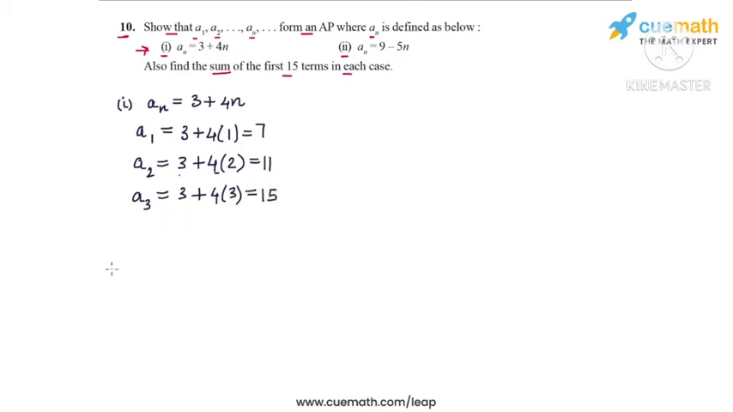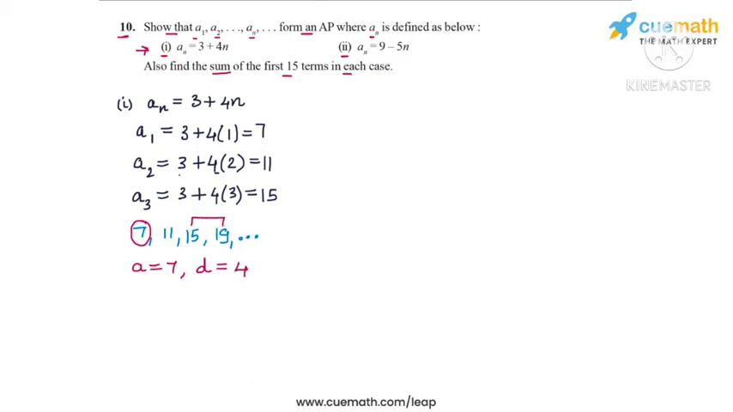So the sequence that I'm getting is 7, 11, 15, and the next term, you can check, a4 will be 19, and so on. So clearly this is an arithmetic progression with the first term a equal to 7, and the common difference d equal to 4, the difference between any pair of consecutive terms.